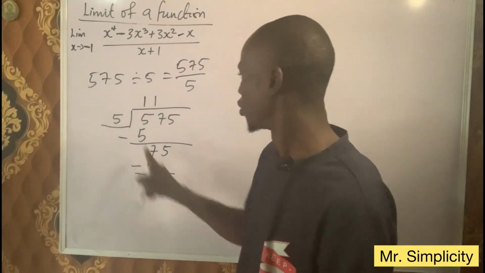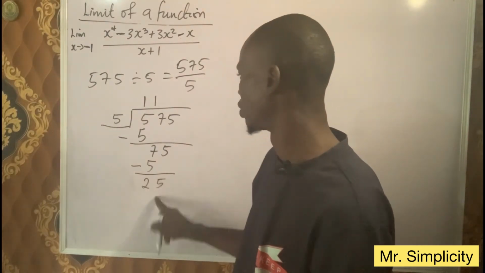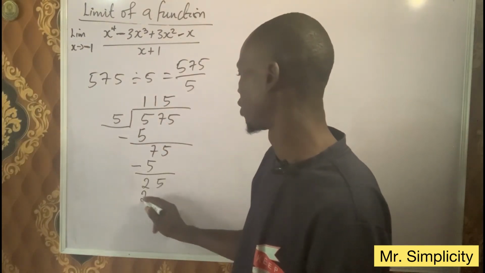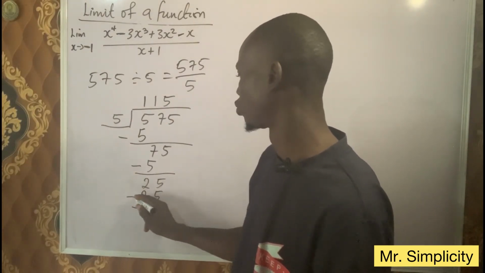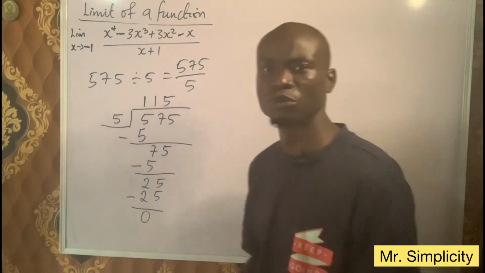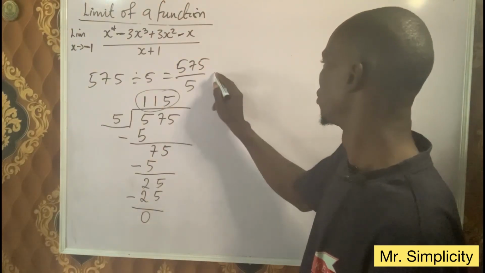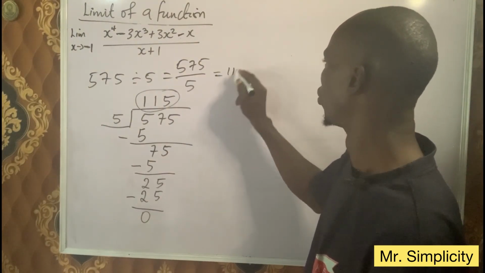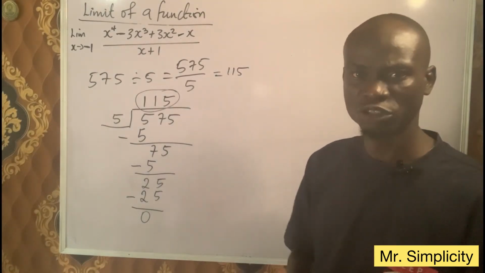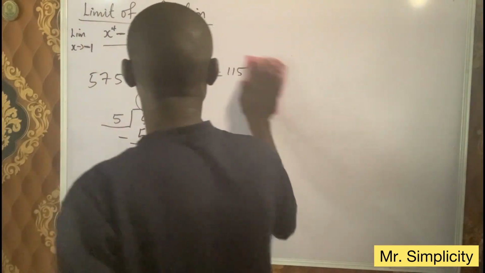You see? So 5 divided by 2 cannot, so I'll take the 2 digits. 25 divided by 5, 5. So that 5 times 5 is 25. And when we subtract, 0, 0. So at the point where we have 0, what you have here is your answer. That means I can say this is equal to 115. Do you understand? This is long division. Let me take one more example before we go straight into the question for today.